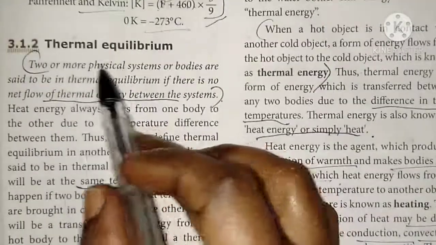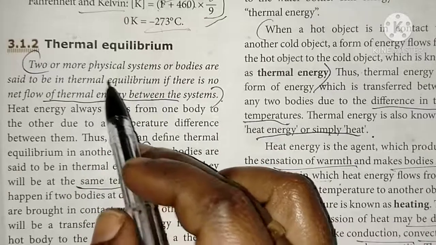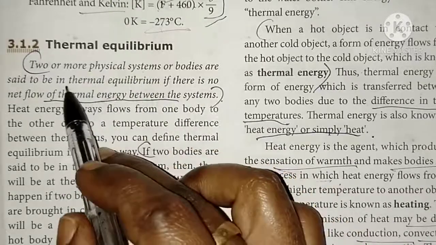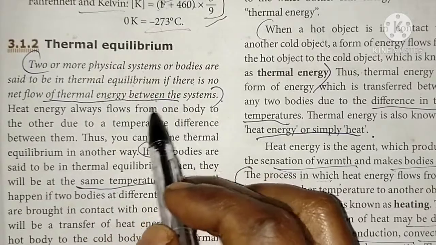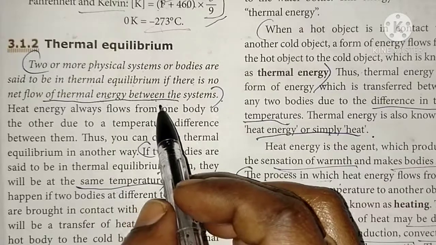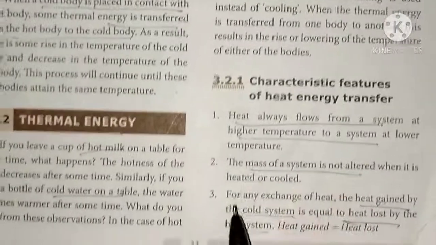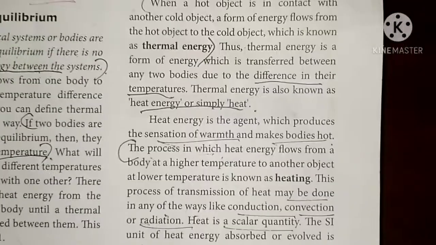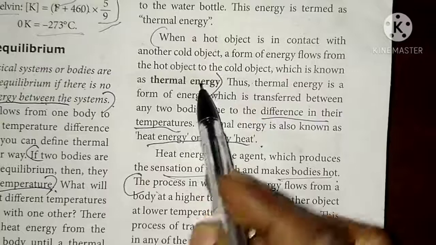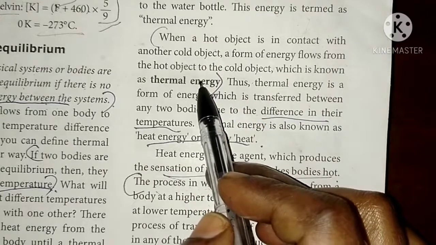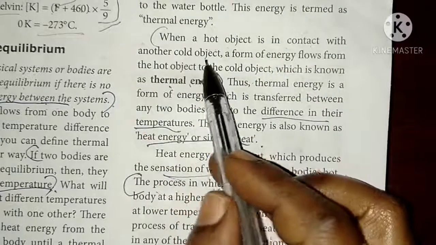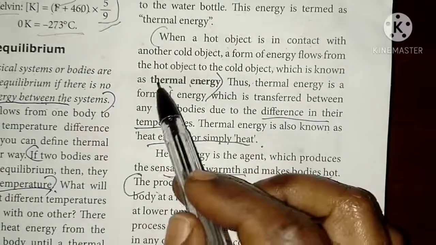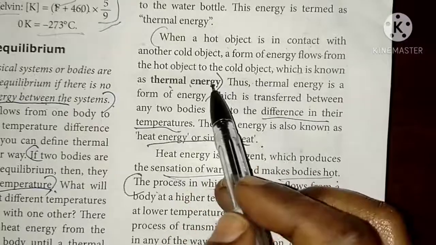Next question, define thermal equilibrium. Two or more physical systems or bodies are said to be in thermal equilibrium when there is no net flow of thermal energy between the systems. Next, in this same page, page number 33, you have to mark what is meant by thermal energy. Okay, first we marked what is thermal equilibrium, now mark thermal energy. When a hot object is in contact with another cold object, a form of energy flows from the hot object to the cold object, which is known as thermal energy.